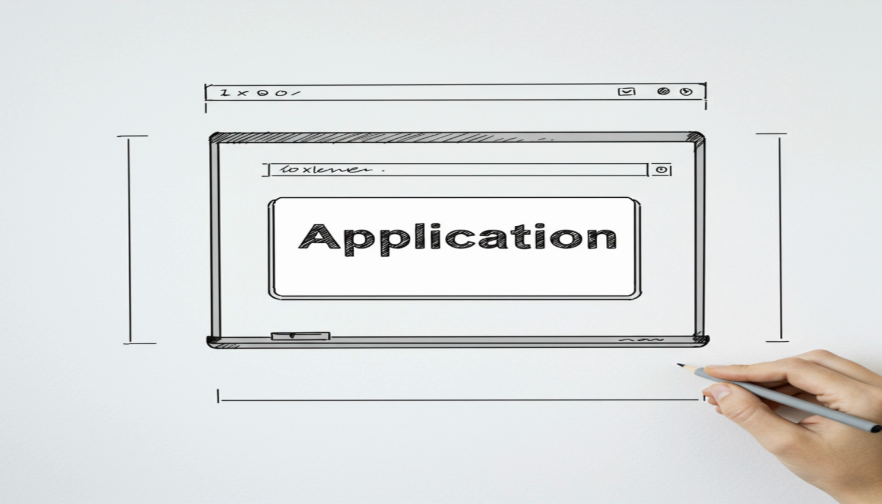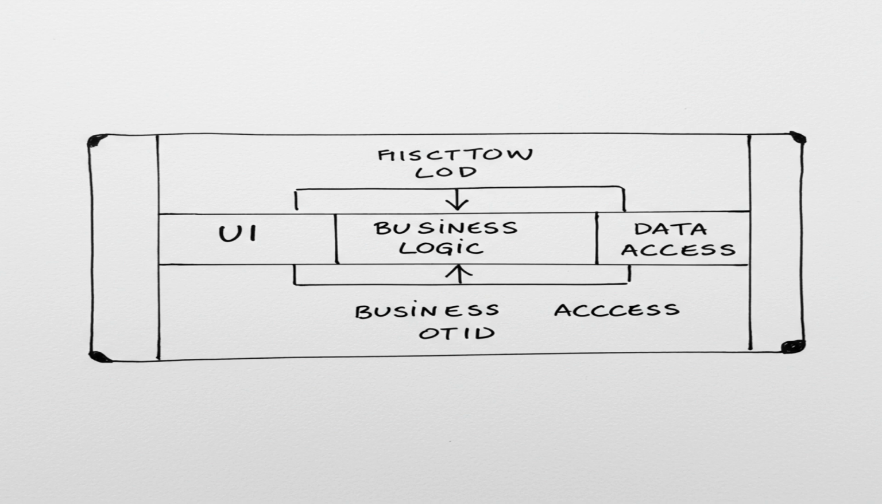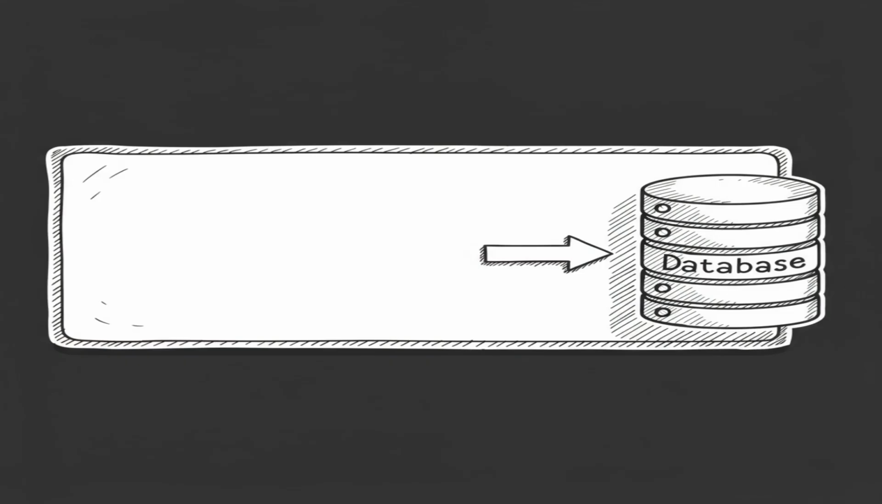Think of it like a single, massive building that houses everything. In a monolith, all components, the user interface, business logic, and data access layers are tightly packed into one unified codebase. This means your entire application is deployed as a single, indivisible unit, often connecting to one central database.